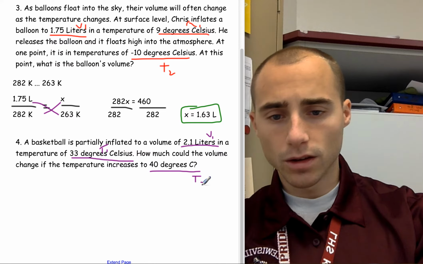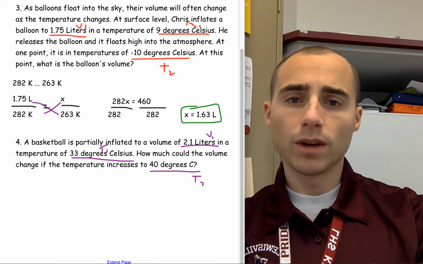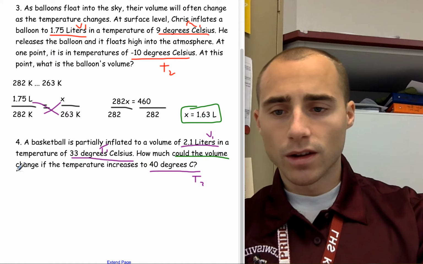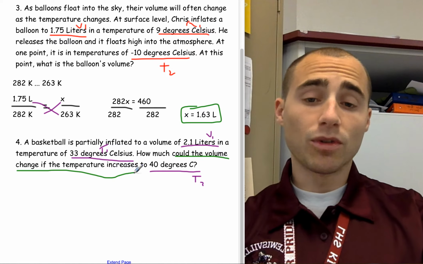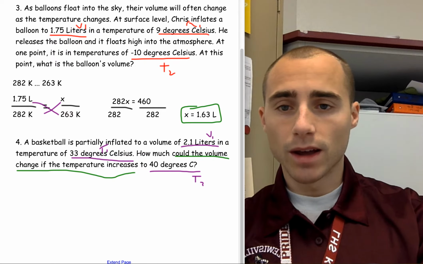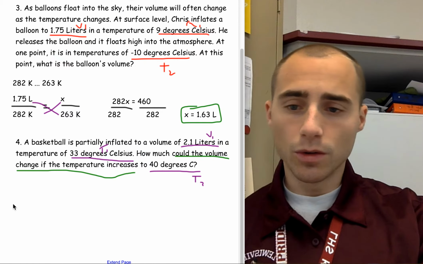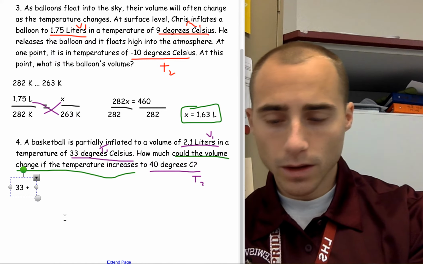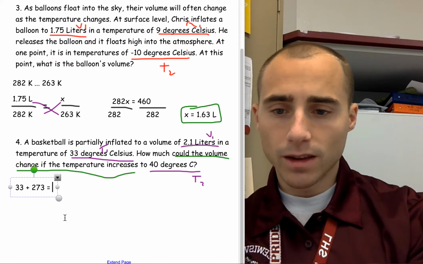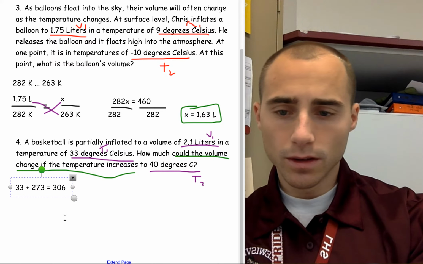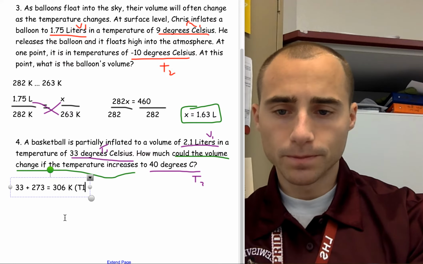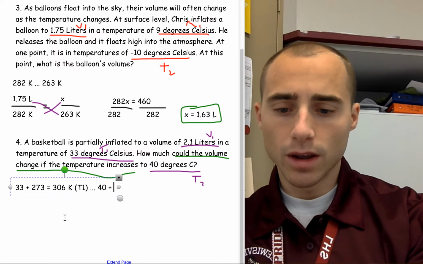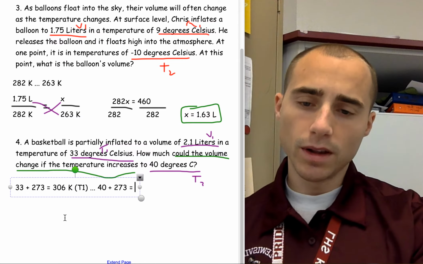One important thing to note in the question, the reason why you should always read the question, it says how much could the volume change? Meaning we're going to end up doing some subtraction at the end. You'll see why. 33, first thing you should do is change those to Kelvin. So 33 plus 273. That's going to equal 306 Kelvin for our T1. And then 40 plus 273 is going to equal, I believe that is 313, right?